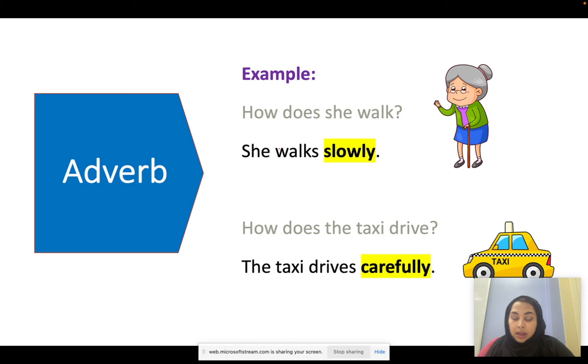Same way, how does the taxi drive? The taxi drives carefully. Carefully describes the way that the taxi drives his car. Usually, adverbs would end with an ly, so they're easy to detect, but not always. So you have to be careful of what describes the verb and what describes the noun.